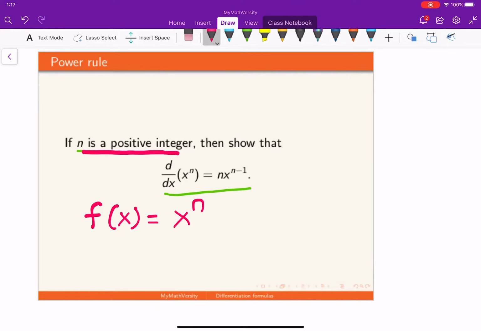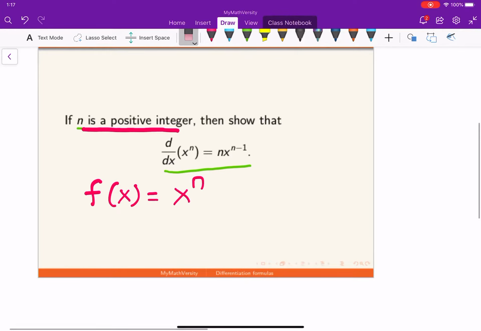So that's what we are given here. We need to understand that fact. So we have f of x equal to x to the power n, and our goal is to show that if f of x equals x to the power n, then the derivative is given by this formula. So let's try to see if we can show that. We're going to do this by using the definition of the derivative.